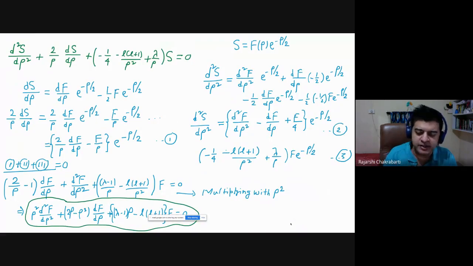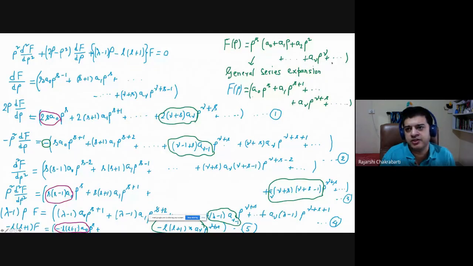This is how you did it. Then we did some algebra. If you are interested, you can just go through it. We put back this f as f times exponential of minus rho by 2 here, did the algebra, and then we did the same series expansion. That's slightly different here: you have rho to the power of s.